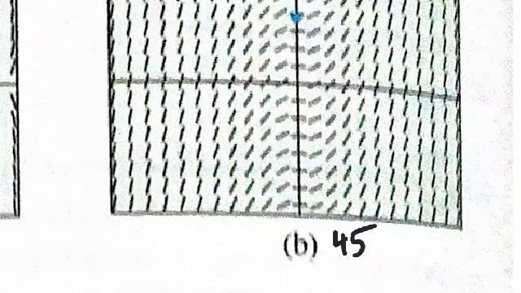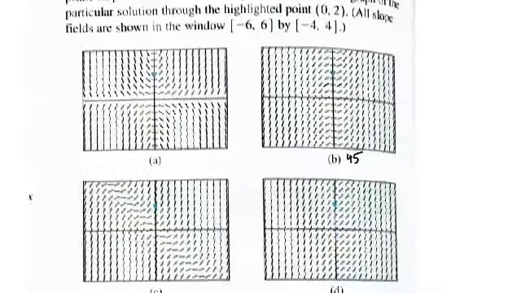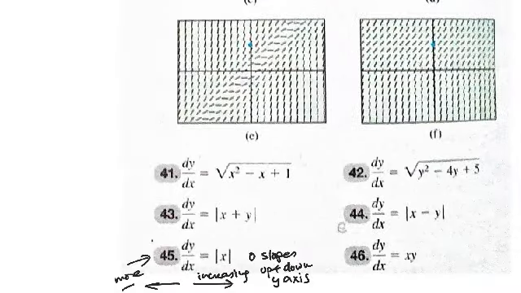If it's absolute value of x, then the slope for this side should be the same as the slope for the other, symmetric x value. Okay, so that's 45. That one is B.